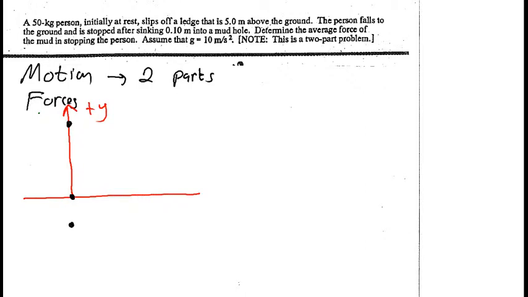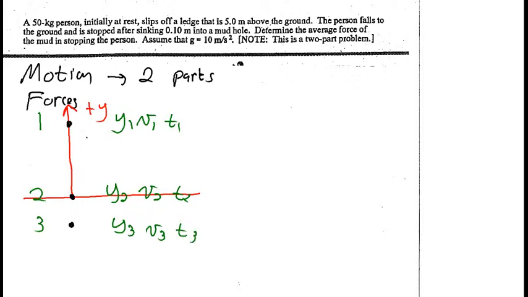Alright, so let's label these points 1 and 2 and 3, and we'll use the variables y1, v1, and t1, y2, v2, and t2, y3, v3, and t3. And we need to remember that there are two different accelerations in this problem. So during the first part, the acceleration in the y direction is just caused by gravity, and so that points downwards. But in the second part of the problem, the acceleration is upwards, and that's caused by the mud slowing the person down.